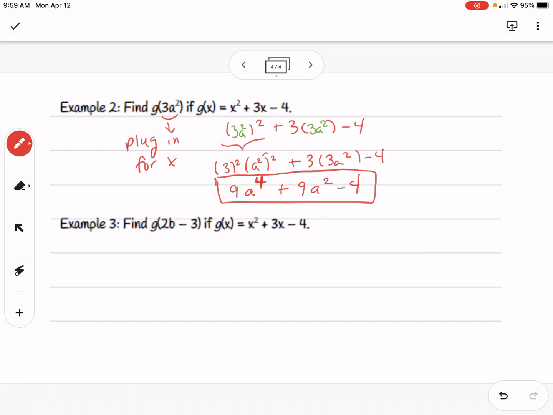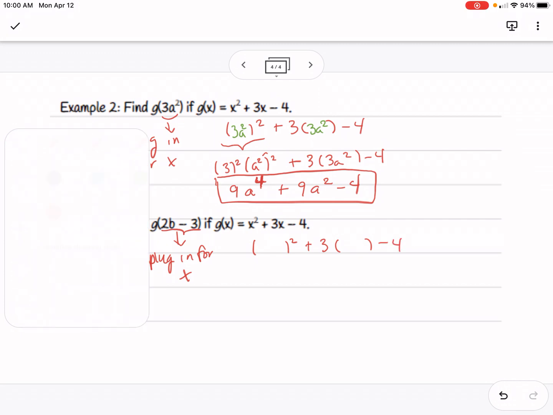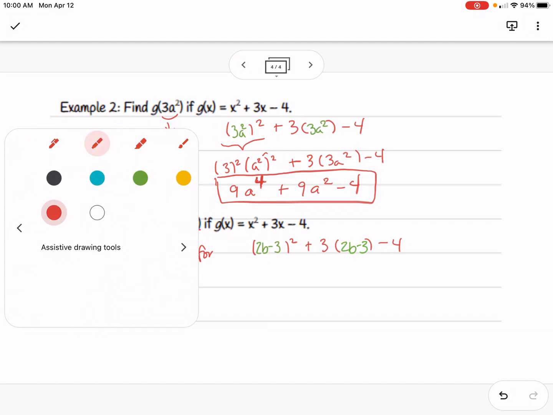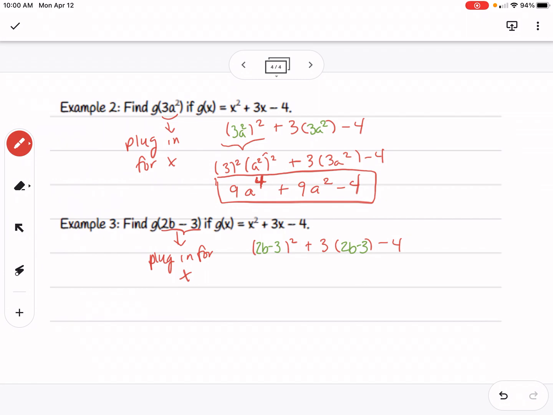Next, we're going to do g of 2b minus 3. So I'm going to plug in 2b minus 3 for x. All of 2b minus 3. So everywhere I see an x, I'm going to put an empty parentheses. And then I'm going to plug in my 2b minus 3. So first I have 2b minus 3 squared. I would want to rewrite that as 2b minus 3 times 2b minus 3.